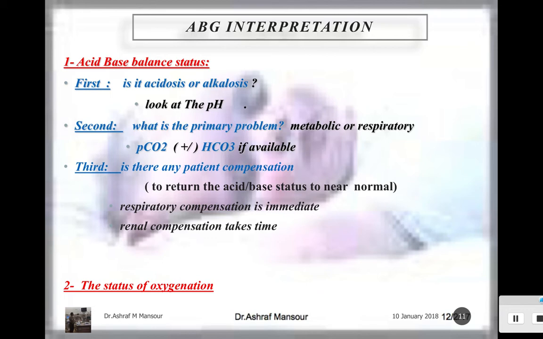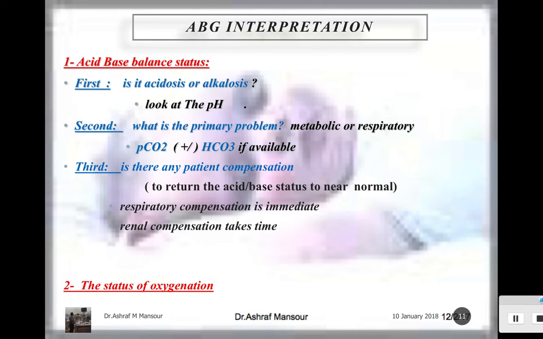The second step, you have to define what is the primary problem. It is metabolic or respiratory or mixed. So by looking to the PCO2, you can define it is respiratory or metabolic or mixed. And if you have the bicarb level in the blood gas, it will also be helpful. But sometimes the blood gas is coming with washout and there is no bicarb, so the PCO2 and the pH, these two factors alone can be used.